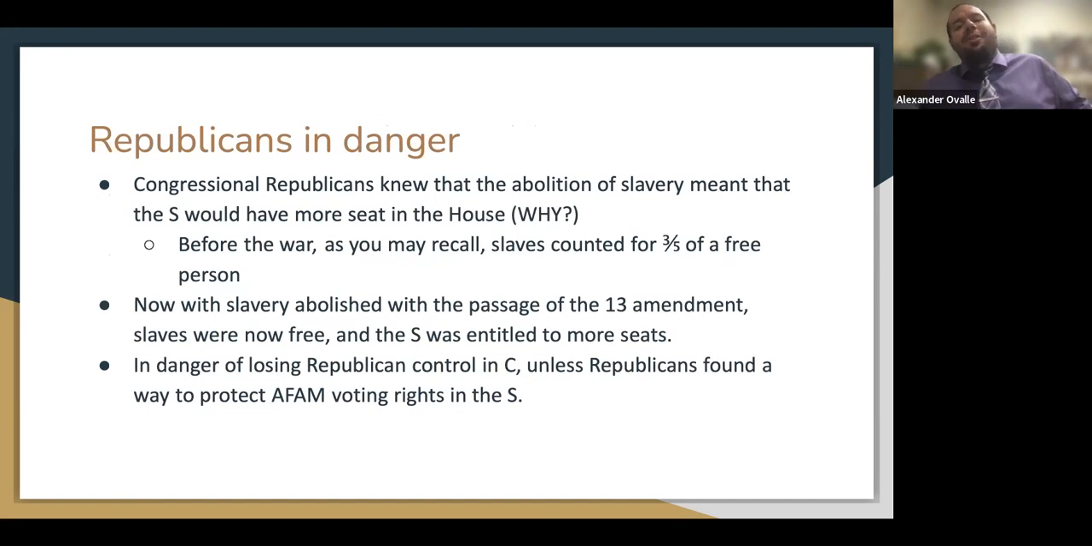But congressional Republicans knew that the abolition of slavery meant that the South would actually have more seats in the House. Why? Well, you might recall something called the 3/5 compromise. For every 5 slaves, the South got 3 votes. Now with slavery abolished and the passage of the 13th Amendment, slaves were all free, and the South was entitled to more seats. So in danger of losing Republican control in Congress, unless Republicans found a way to protect African American voting rights in the South, they were in trouble.